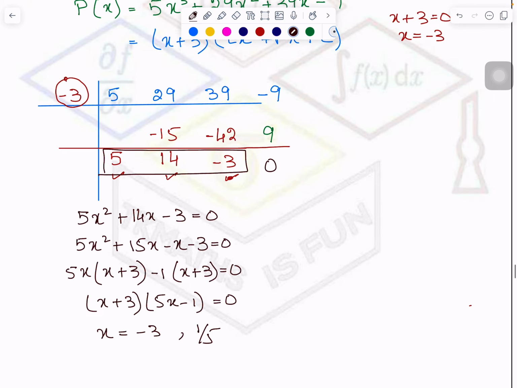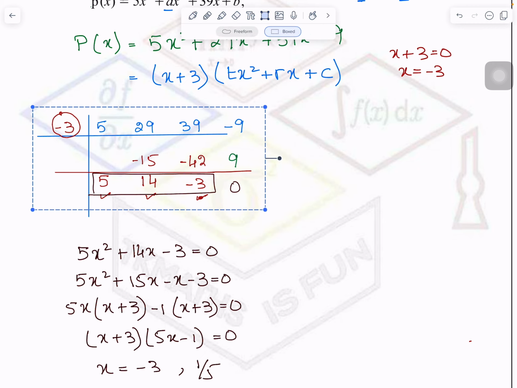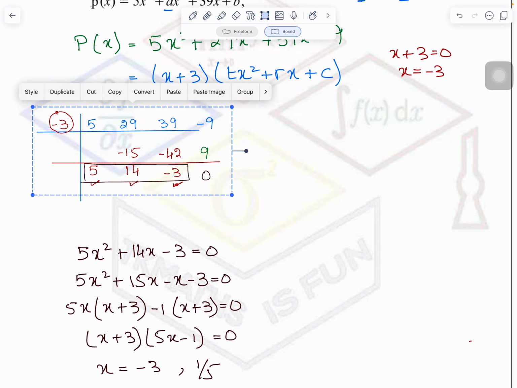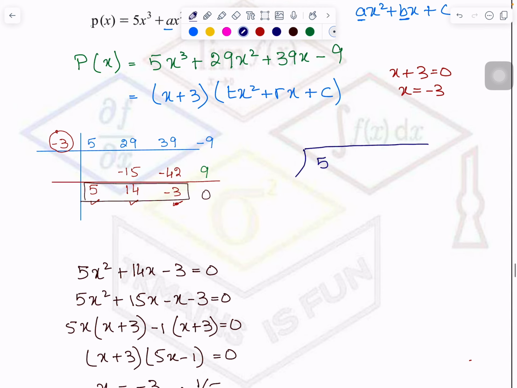If you're applying the long division method, let me explain that as well, in case you're interested to know, or you're finding synthetic division difficult, because some of the students are very comfortable with long division. So in long division, let me do that here as well. This cubic equation I will write here: 5x cube plus 29x square plus 39x minus 9.